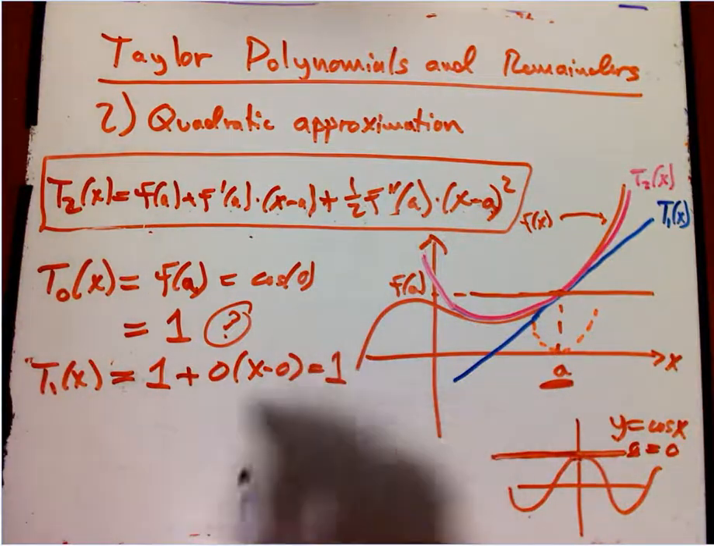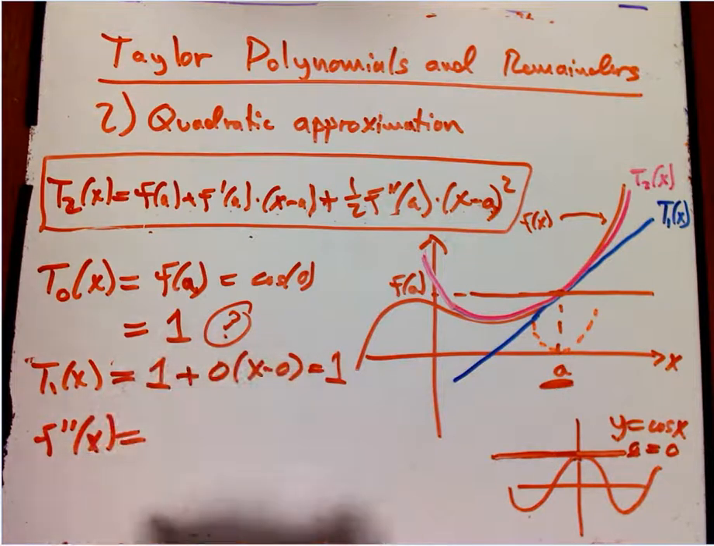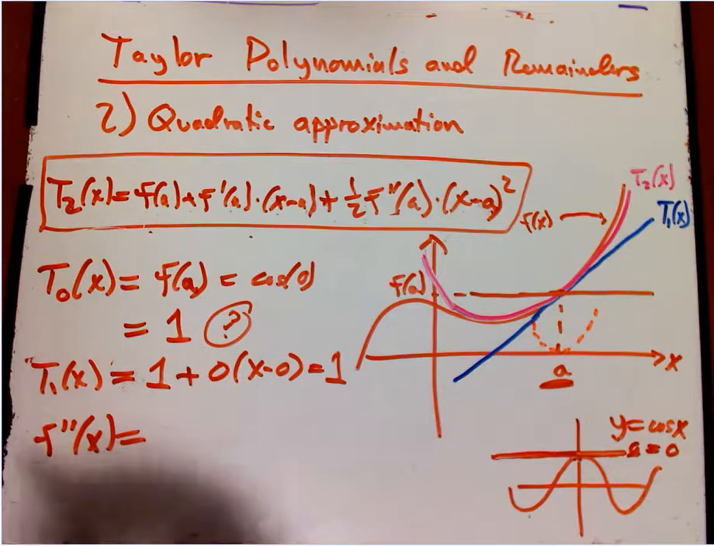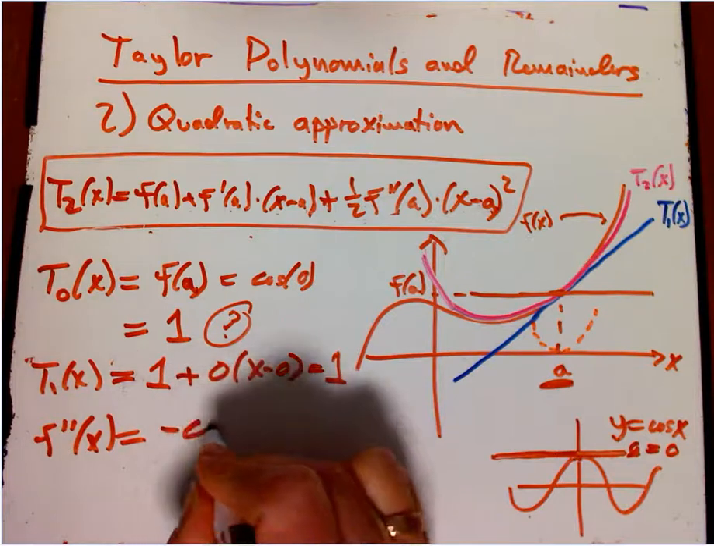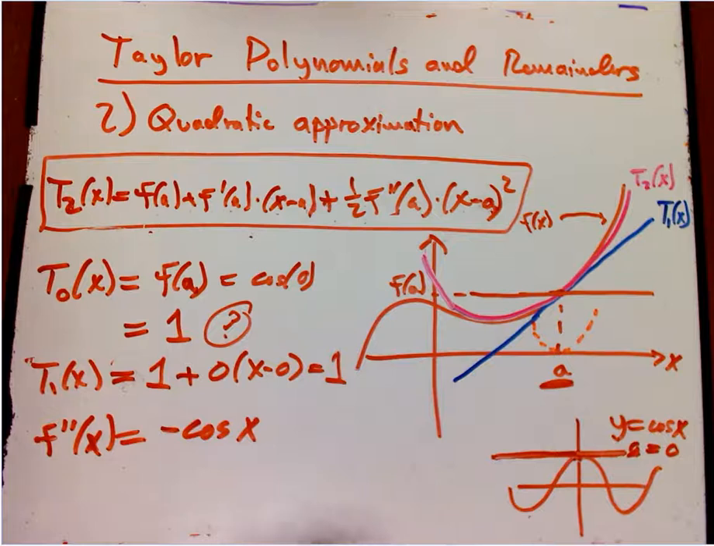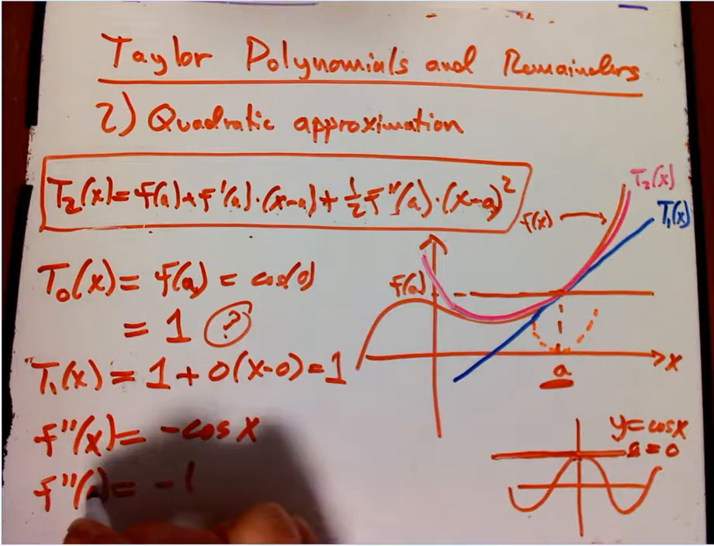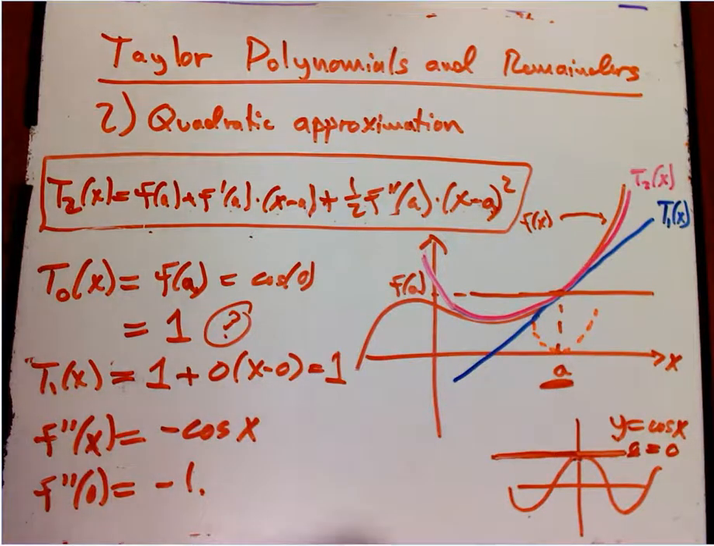Now we go to the quadratic approximation. We need f double prime of x as a function, but only because we're going to be plugging in that base point value. Of course, that's minus cosine x. It's really nice to do this with a function that has simple derivatives, and you get simple patterns. We're going to make a lot of use out of that. So f double prime of 0 is minus 1. Finally, this is going to lead to something new.